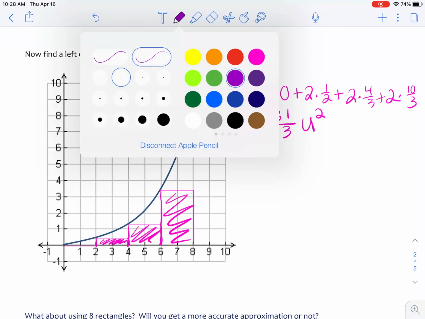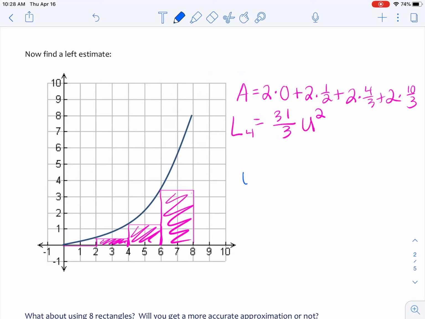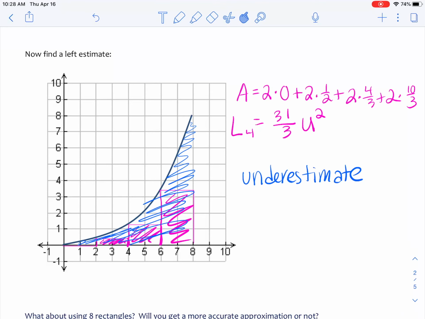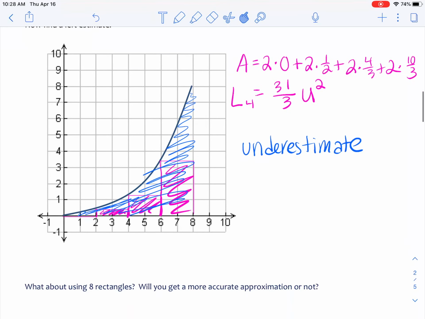Now this is what we call, let me choose a different color, I'll use blue. This is an underestimate of the actual area under the curve. If I wanted to look at the actual area under the curve, you see that we would need those kind of triangle-y shapes filled in to get the actual area under the curve. So it's an underestimate because we're missing those triangle areas here.